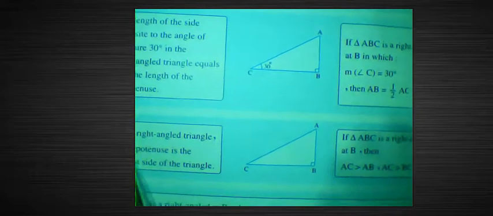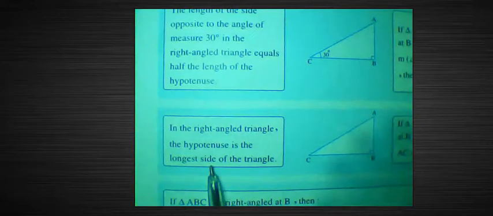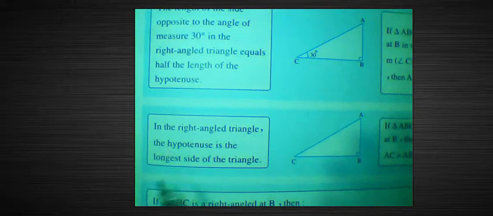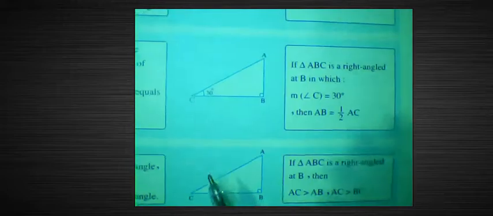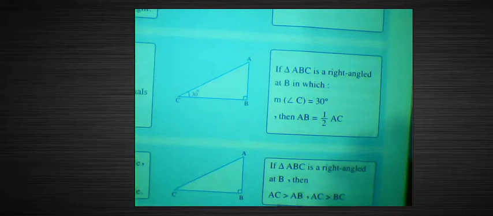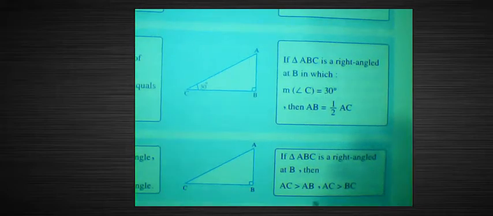In the right angle triangle, the hypotenuse is the longest side of the triangle. ممكن يسألني the longest side of the triangle بيكون مين؟ hypotenuse. ده فين؟ in the right angle triangle. Take complete يا ولاد. The longest side is the hypotenuse. If triangle ABC is right angle at B, then AC more than AB and AC more than BC.